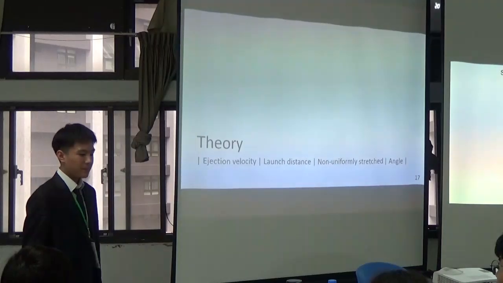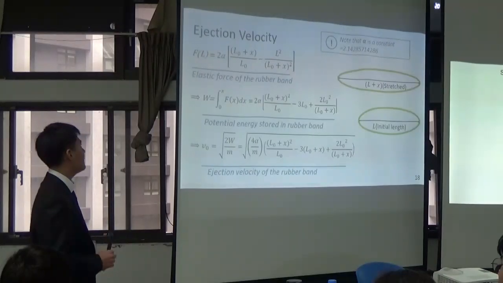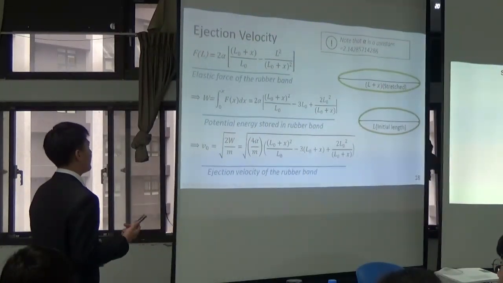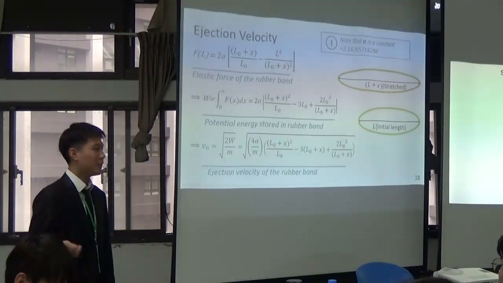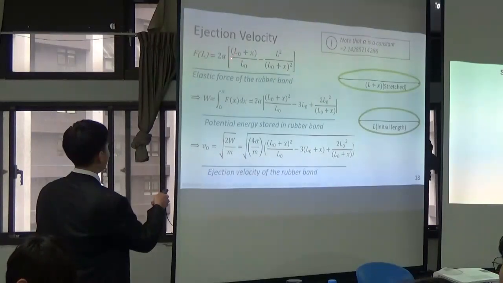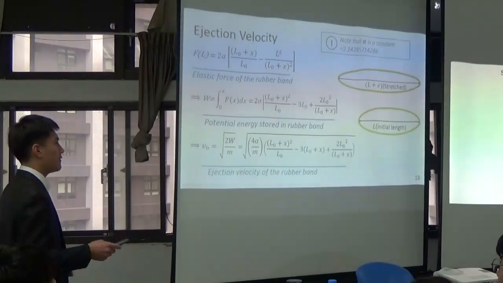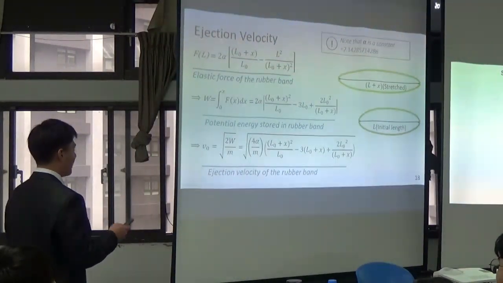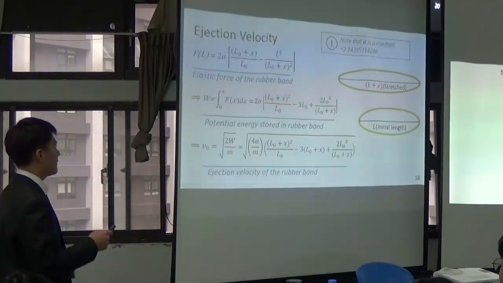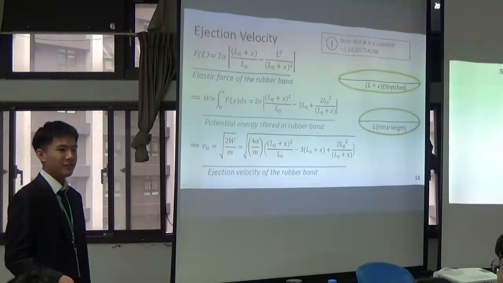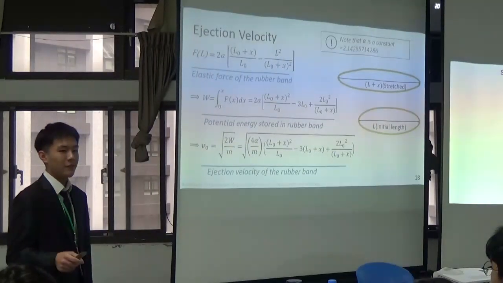And here's the theory. To calculate the ejection velocity, this is the force acting on the rubber band, the force that the rubber band has according to its elongation. So this is the equation, and then we can integrate the force over the length of the rubber band to get the potential energy stored in the rubber band. And as we get the potential energy, we can calculate the initial velocity of the rubber band when it's shot.